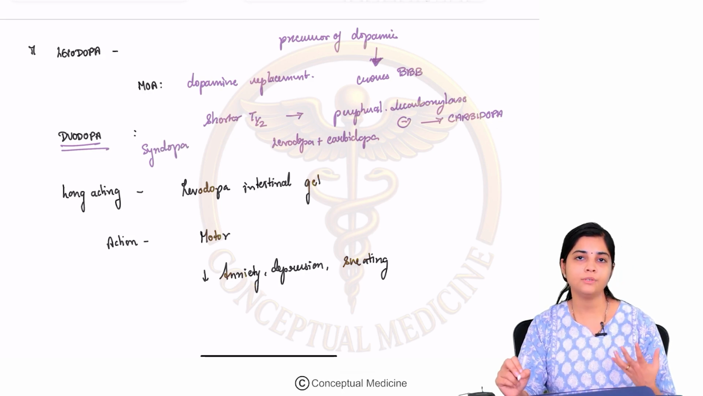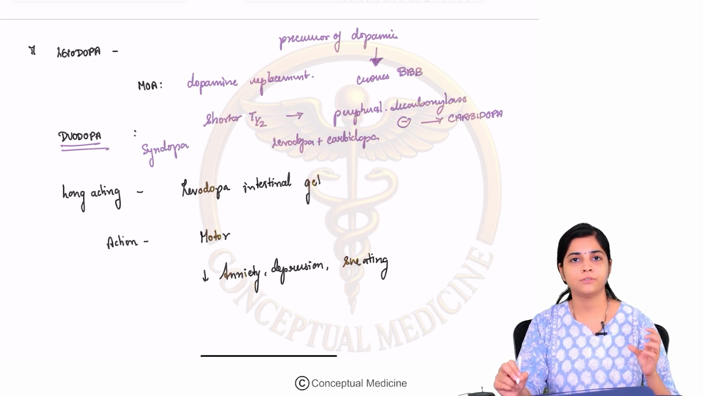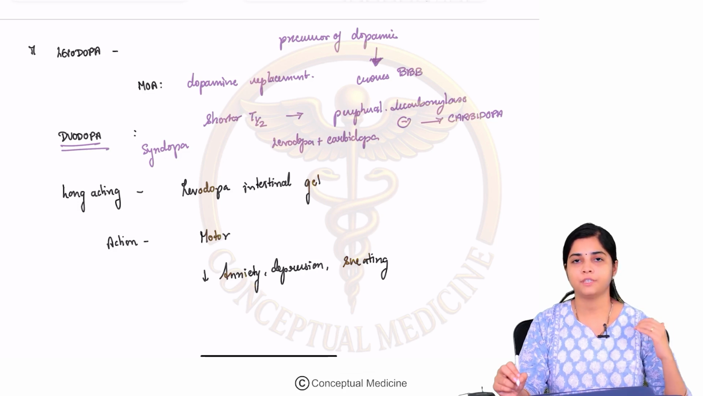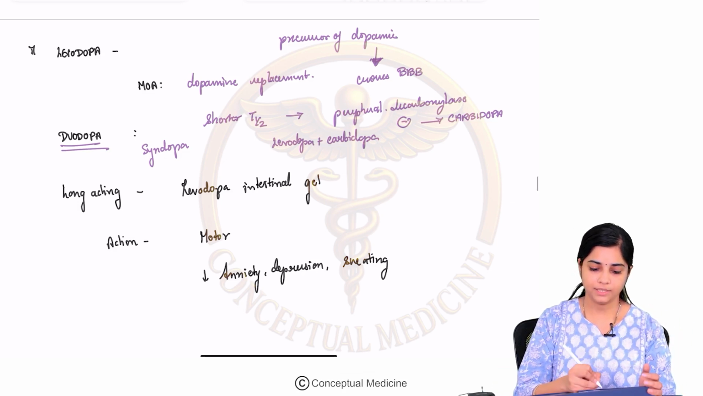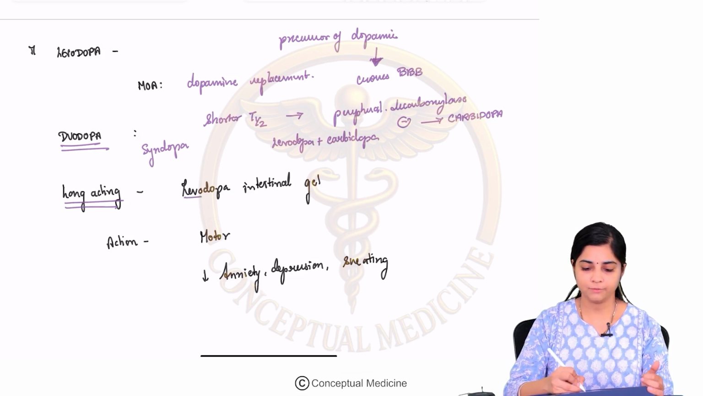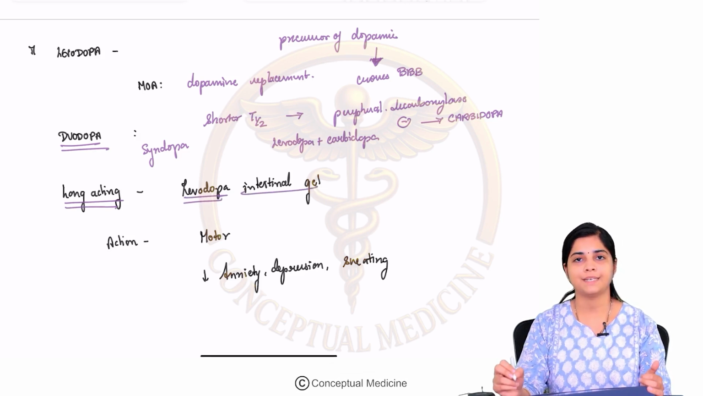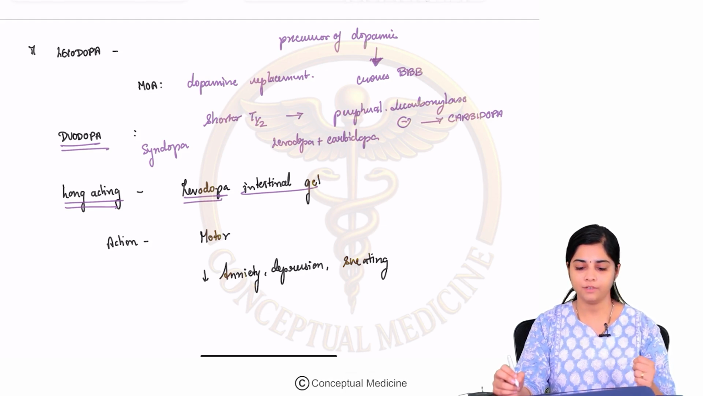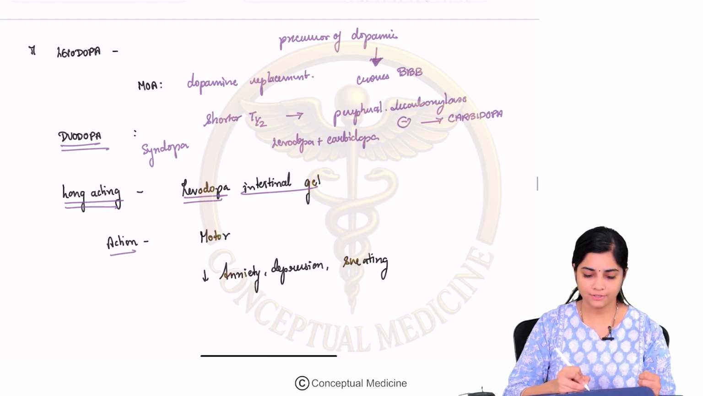Okay, and how do you give it? You give it 3 to 4 times per day, because its duration of action is only about 3 to 4 hours. Then long-acting preparations of levodopa are also available, and levodopa can be given as a levodopa intestinal gel. The most commonly used one is the levodopa with carbidopa combination, which is your syndopa.